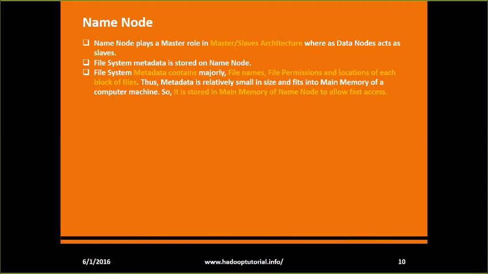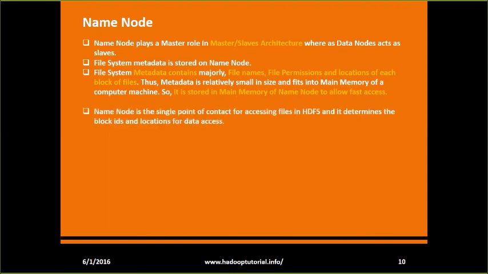Since there will be only one active instance of your name node, and all your requests will go through that name node, and it has to serve those requests very quickly, it stores that metadata in the RAM memory. That means you should have enough RAM memory for the name node machine. Okay. And name node is a single point of contact for accessing files in HDFS. And it determines the block IDs and locations for those blocks for a given file by the end user.